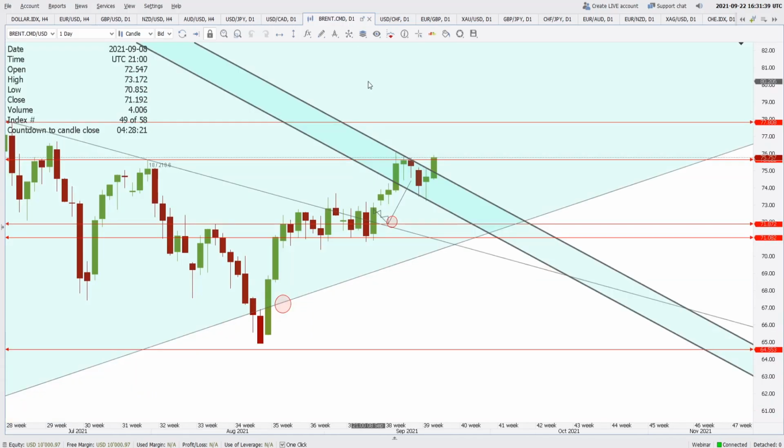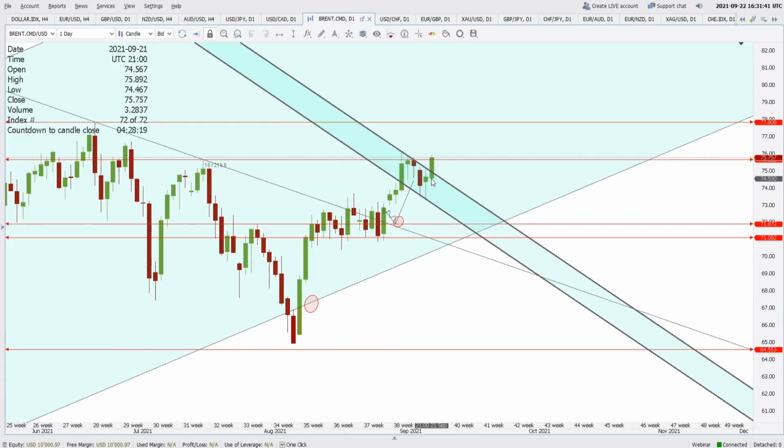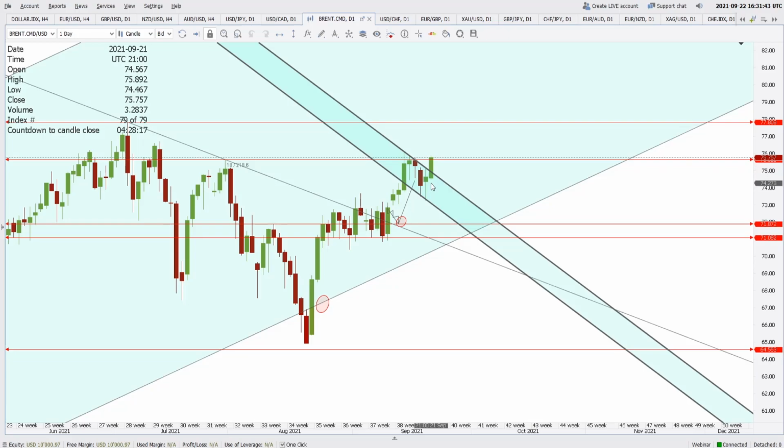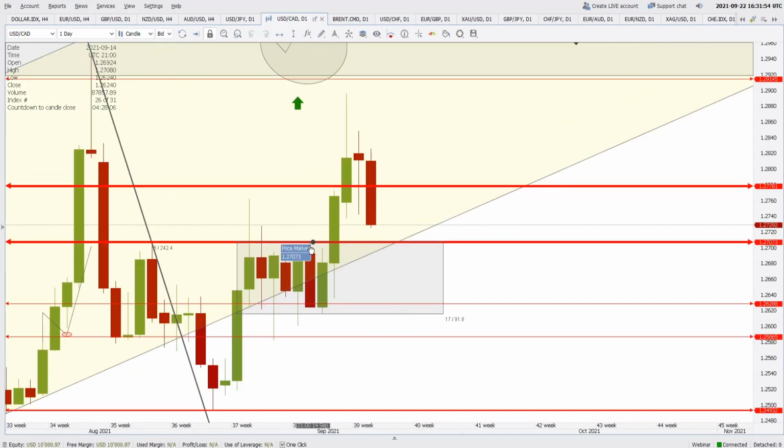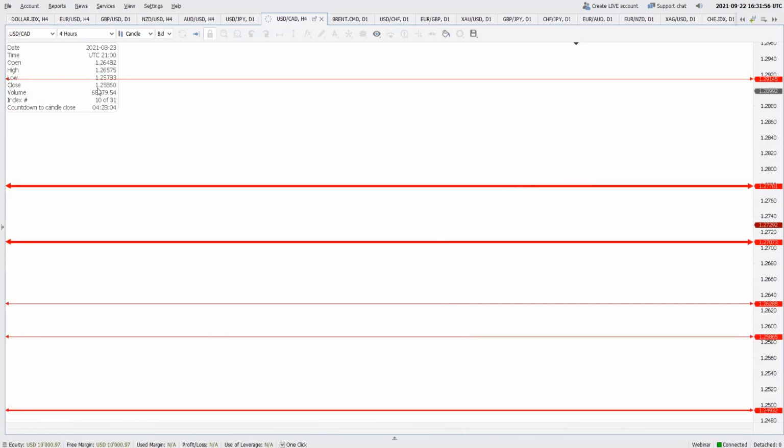So from Brent's chart, it looks like it is going to go to 77.80 soon. So in other words, you can say that the USDCAD is going to go down towards 1.2493. Does that make any sense to you? Yeah, for me actually it makes sense.